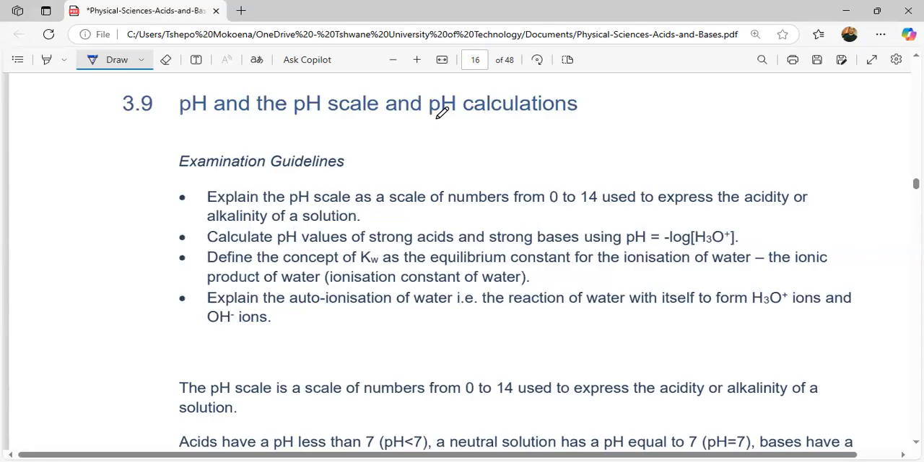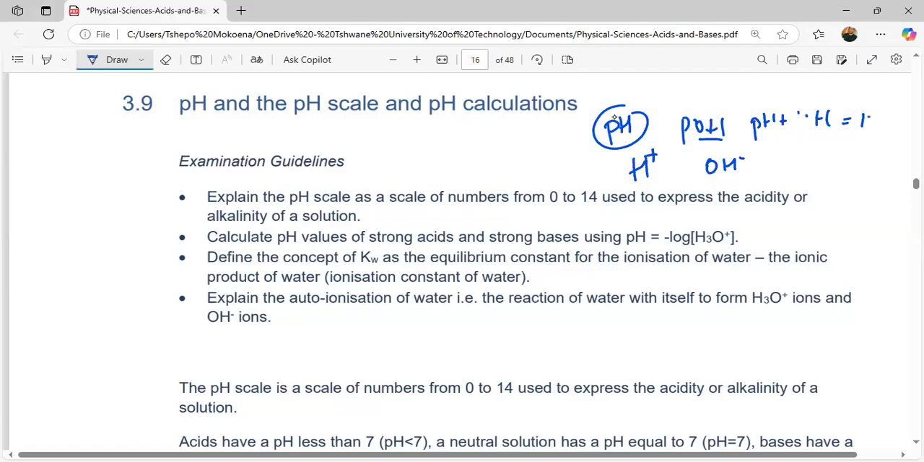pH, the pH scale and the pH calculations. You see, here's the thing. We have what we call pH and we have what we call pOH. For pH, we use hydrogen ions, but for pOH, we use hydroxide ions. But then this is what you need to know: pH plus pOH, it will give us what?